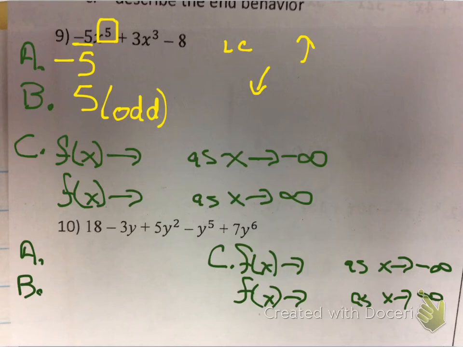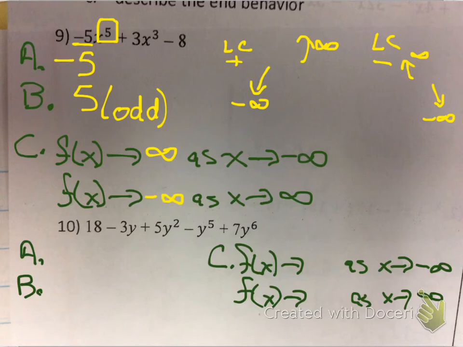If the leading coefficient was positive, then it would go to negative infinity on the left and positive infinity on the right. If the leading coefficient was negative, then it would go to positive infinity on the left and negative infinity on the right. This one is negative, so that means the first one to the left should be positive infinity, and the second one to the right should be to negative infinity.